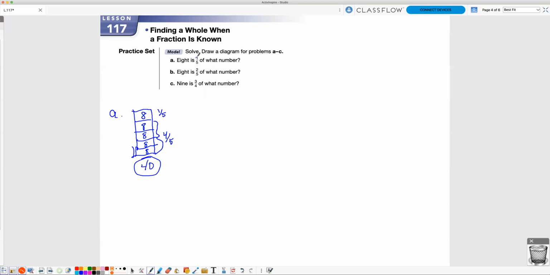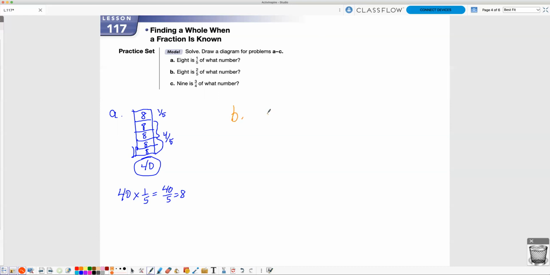8 is 1/5 of 40. We could double check our answer by taking 40 times 1/5, which is the same as 40 divided by 5, and if it ends up being 8, then you got the correct answer. And we did. All right, let's do letter B.